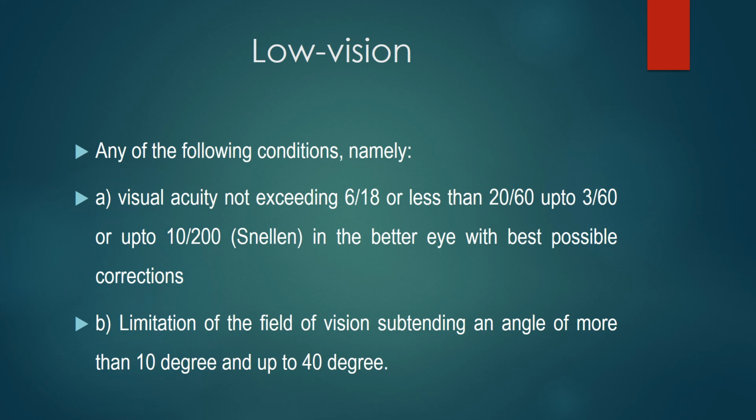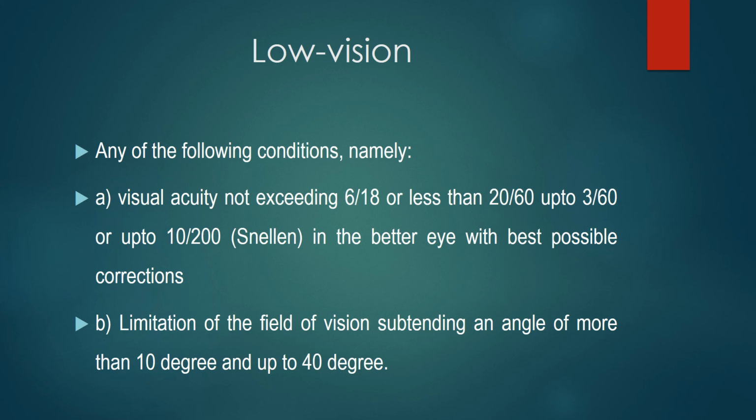And the second condition, limitation of field of vision subtending an angle more than 10 degree and up to 40 degree. It means if a person has field of vision more than 10 degree but less than 40 degree, it means their field of vision exists between 10 to 40 degree, the person will be low vision. If less than 10 degree, he will be blind. If more than 10 degree but less than 40 degree, then the person will be low vision. So these are certain conditions.